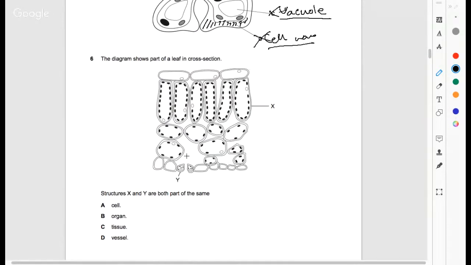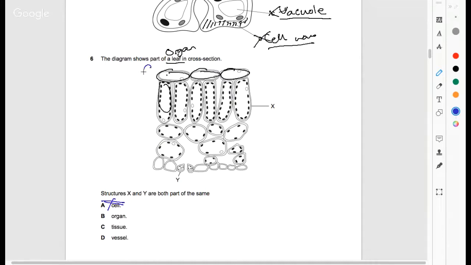The diagram shows part of a leaf in cross-section. Structures X and Y are both part of the same cell, organ, tissue, or vessel. If you think about it, a leaf is a plant organ, the photosynthetic organ. Each of these is an individual cell: this is one cell, this is one cell, and so on. I'm just going to change the blue to make it more obvious while I'm writing. We've labeled a palisade cell as X and a guard cell as Y. They're definitely not the same cell, so we can rule that one out.